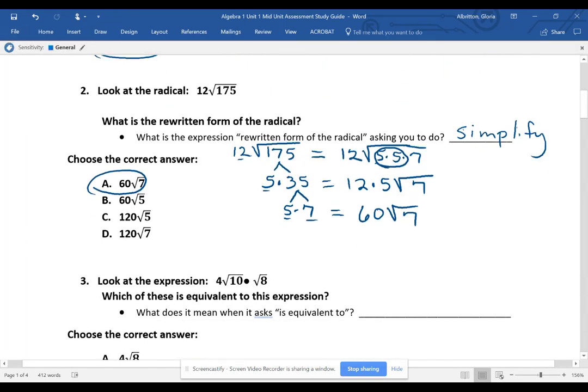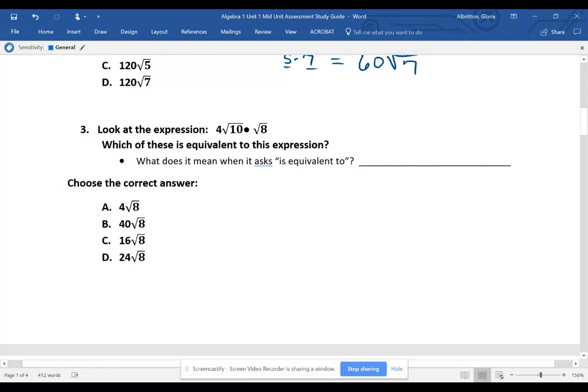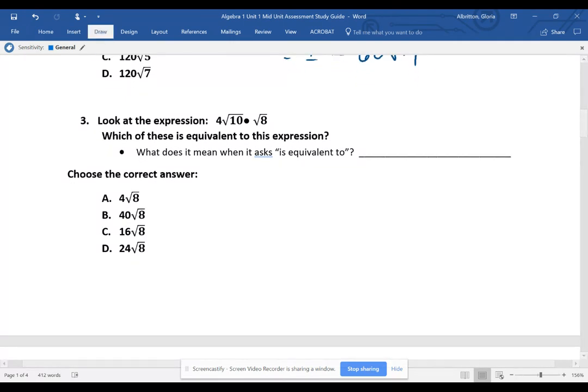So I'm going to slide this up a little bit. Number 3, look at the expression 4 radical 10 times radical 8. Which of these is equivalent to this expression? And the bullet point asks you, what does it mean when it asks is equivalent to? Again, that means what is equal to. So they just want you to work the problem out. Well, this is a multiplication. I've got 4 square root of 10 times square root of 8.